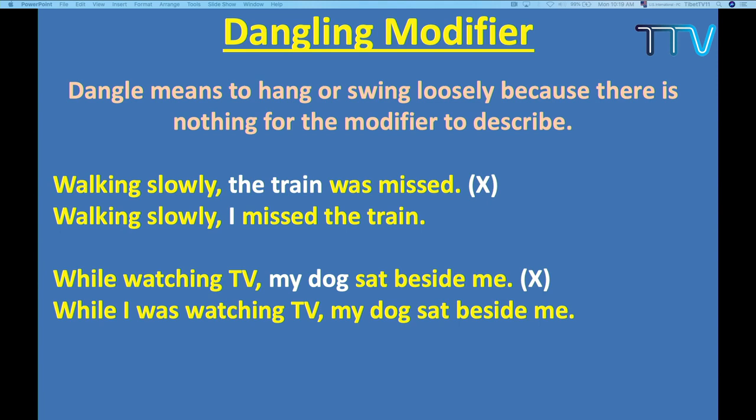So the correct one is, walking slowly, I missed the train. Now it makes sense. Walking slowly, now who is walking slowly? I. Because of that, I missed the train. So this is the correct one.